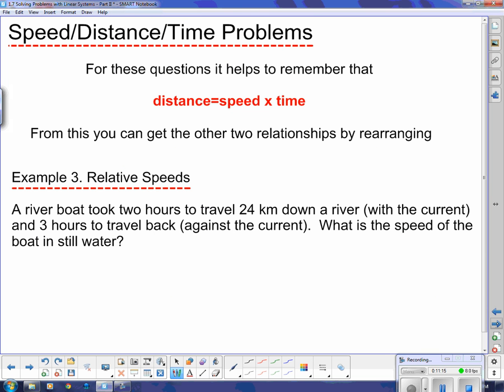Okay, next question. We're going to move to speed, distance, time problems. And for all of these questions, you need to remember that to find the distance, I multiply the speed and the time.